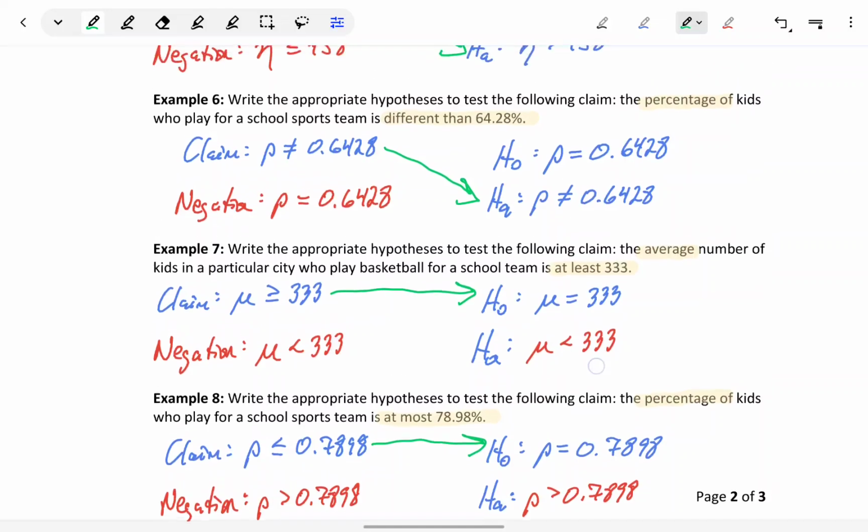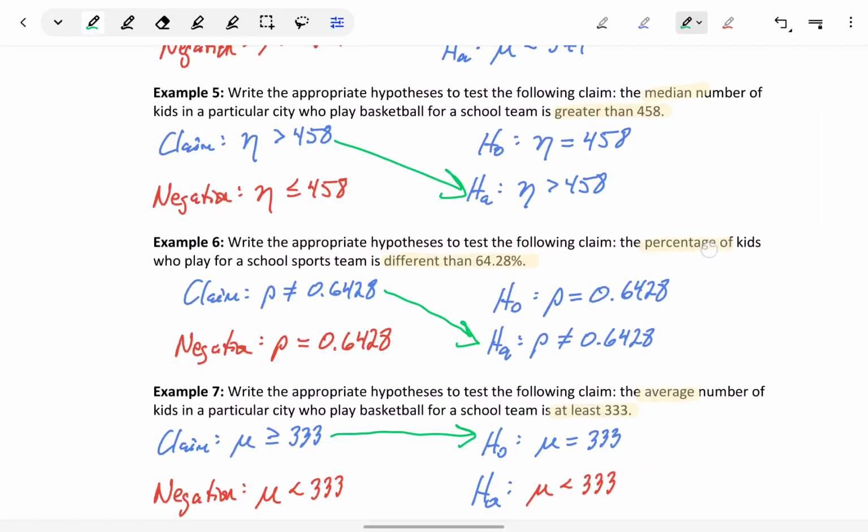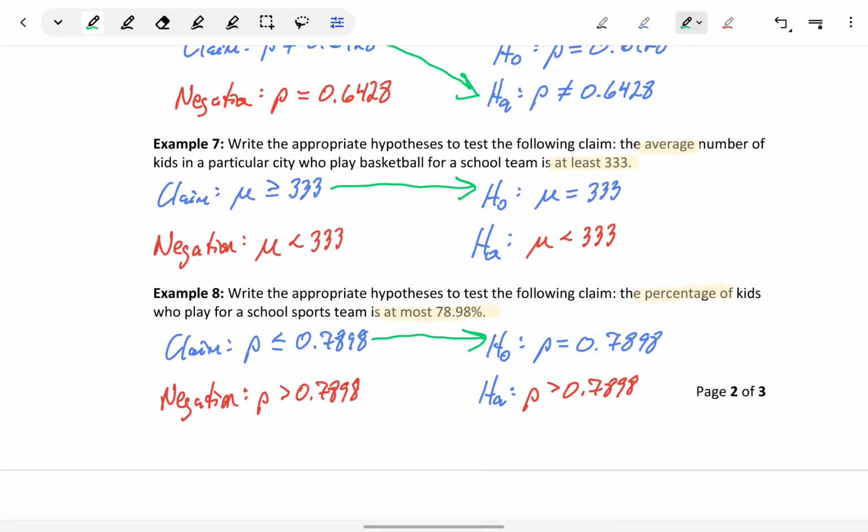So it will occur often that the claim ends up matching the alternative hypothesis, but sometimes the claim corresponds to the null hypothesis, and it'll be important to pay attention to that when we get to writing our conclusions.